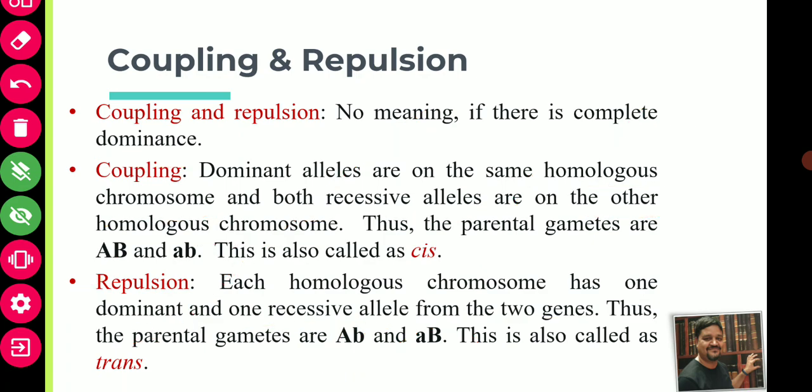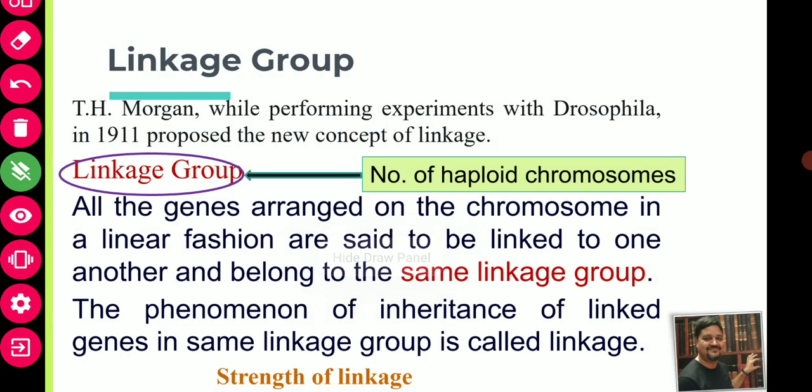Now, what is linkage group? Based on the study, T.H. Morgan further advanced his study in Drosophila, and in 1911 he actually proposed the concept of linkage. The actual concept of linkage was proposed by T.H. Morgan, and based on this linkage he gave the idea of linkage group. So what is linkage group? Linkage group means the number of haploid chromosomes present in that species or that individual.